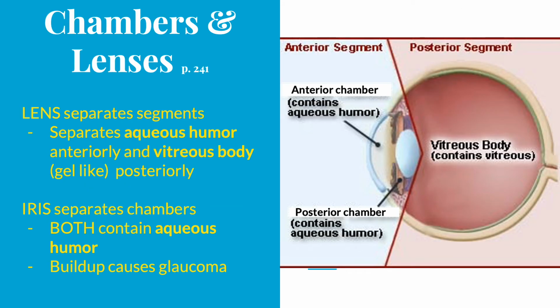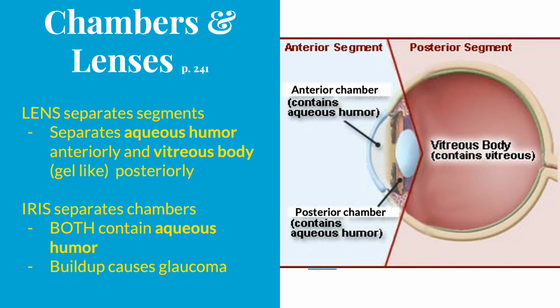All right, chambers and lenses. So I would have had you draw this out when we were in Pass, but I think this diagram does a lot better than my really poor drawing skills. So you want to know the difference between segments and chambers. Segments are the big chunks of the eye. You got your anterior segment and your posterior segment. This is where the lens comes in. The lens separates the anterior segment from the posterior segment.